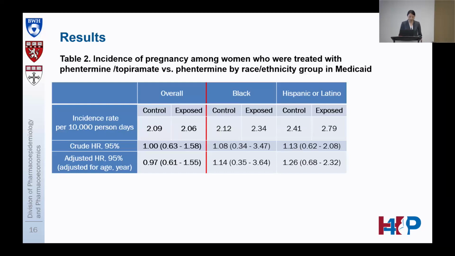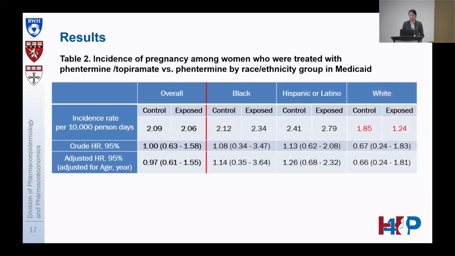I'm listing here in the table, the first main columns are the overall estimates, which I have already reported on the previous slides. And then first, let's take a look at the Black and the Hispanic patients. What we observe in Medicaid when we stratify by racial ethnicity groups is that the incidence of pregnancy is close to the overall estimates, slightly higher. And then when we look at the crude hazard ratio, we also observe similar estimates. We don't really observe a strong effect of the REMS in terms of preventing pregnancy among those two groups.